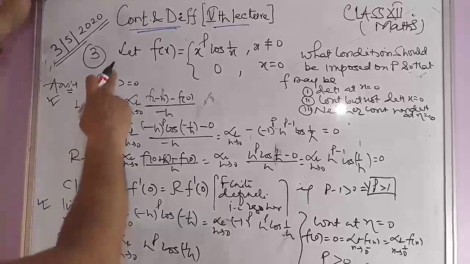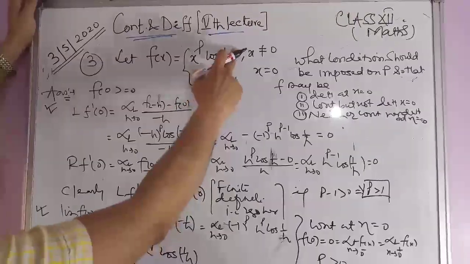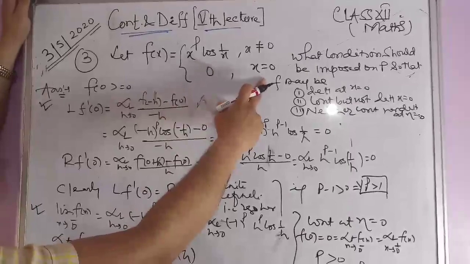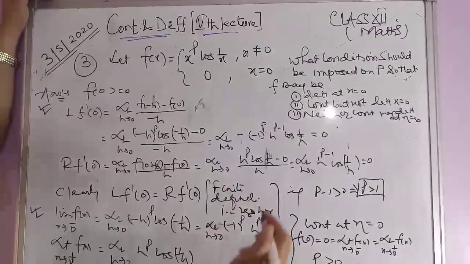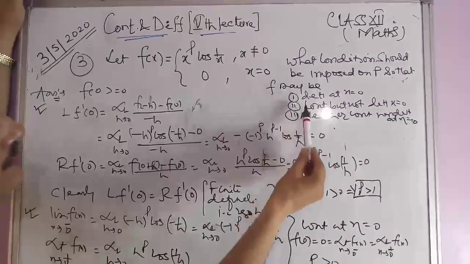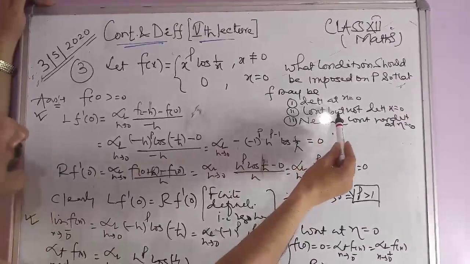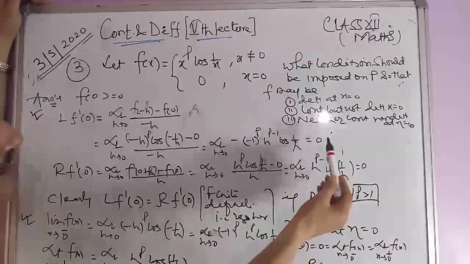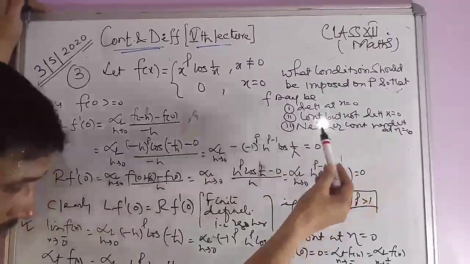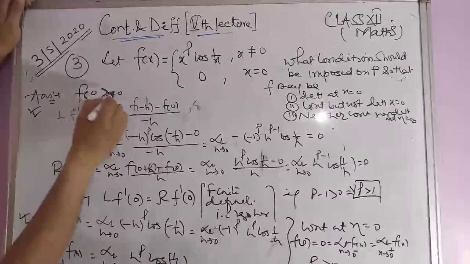Let us take the next question. Let f(x) equal x to the power p cos 1 by x, where x not equal to 0, and 0 when x equal to 0. Here, what conditions should be imposed on p so that f may be differentiable at x equal to 0, continuous but not differentiable at x equal to 0, neither continuous nor differentiable at x equal to 0. First of all, f of 0 equal to 0.